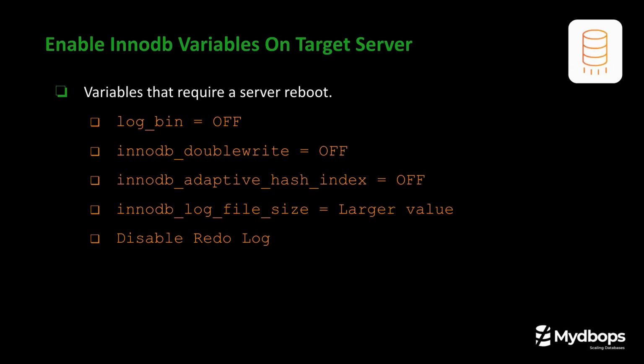Disable the redo log during the full load phase to speed up the writes on the target database. All these parameters help us get a faster migration by reducing the disk IO and optimizing the buffer usage. But remember, after the migration, always revert them back to the safer default values for production stability.